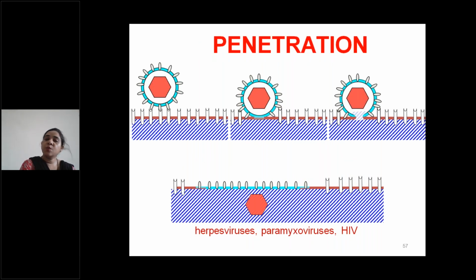Okay. Next, what will happen once the virus has attached? It will penetrate. Can you see the picture? So first one is attachment, then penetration, and once it has penetrated, what is happening? The genetic material is entering into the cell.